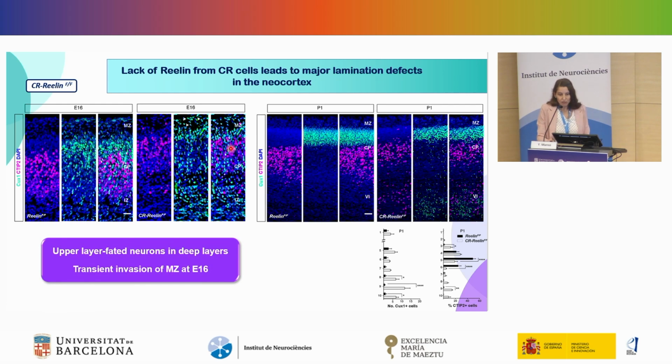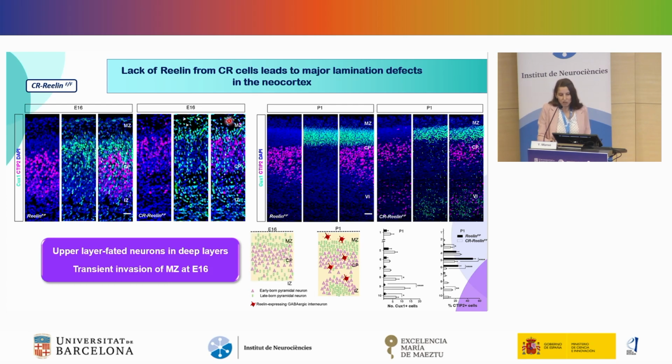In the absence of Reelin from Cajal-Retzius cells, we observed that the distribution of these layer-specific markers was wider than that of controls. Moreover, we also observed clusters of CUX1-positive cells that remained ectopically located in lower layers. In addition, we observed a transient invasion of CUX1-positive cells into the marginal zone at E16. However, this invasion was corrected at later stages, coinciding with the onset of Reelin expression by GABAergic interneurons, suggesting that perhaps a source of Reelin around this region is important to prevent its invasion.